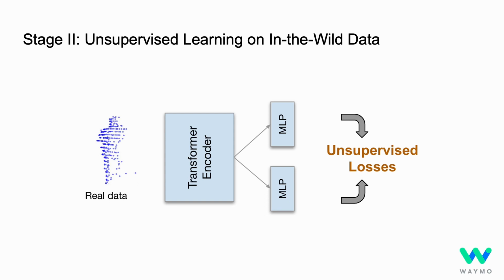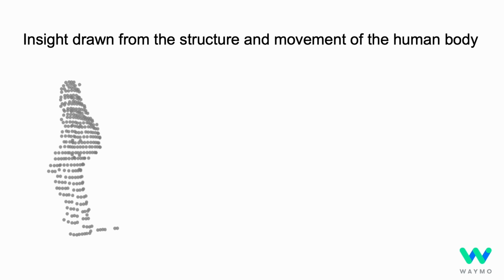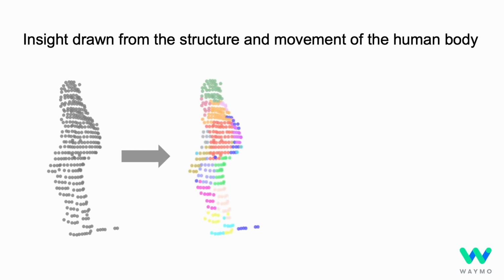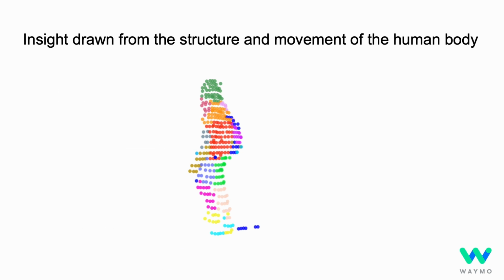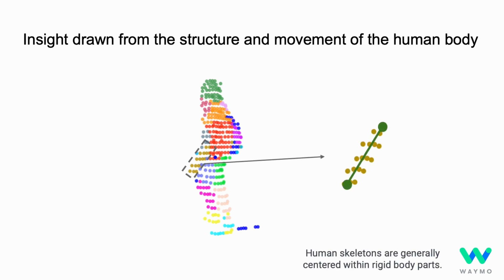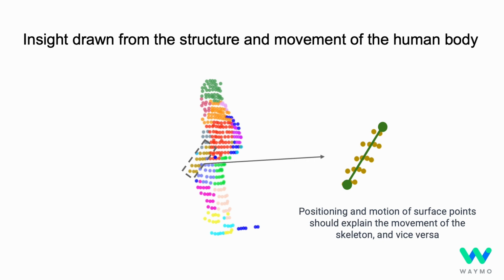We use a novel set of unsupervised losses for learning the key point locations. We designed unsupervised losses based on the key insight that humans are comprised of approximately rigid body parts, and human skeletons are generally centered within rigid body parts. The position and motion of surface points should be able to explain the movement of the skeleton and vice versa. With this in mind, we devised novel unsupervised loss terms to train our model in determining the locations of 3D key points within human point clouds.